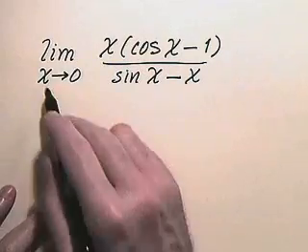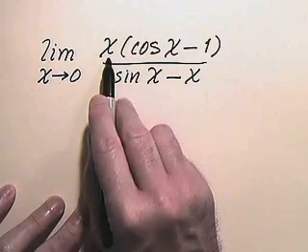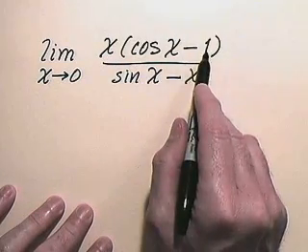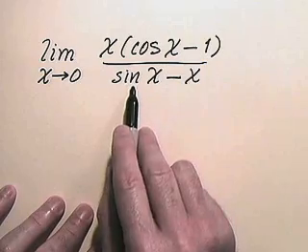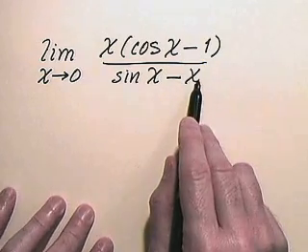Well, we can calculate limits using L'Hopital's rule even when both the numerator and the denominator are complicated. Let's look at one where we have trig functions in both the numerator and denominator. Here I want to take the limit as x approaches 0 of x times the quantity cosine x minus 1, all divided by the quantity sine x minus x.